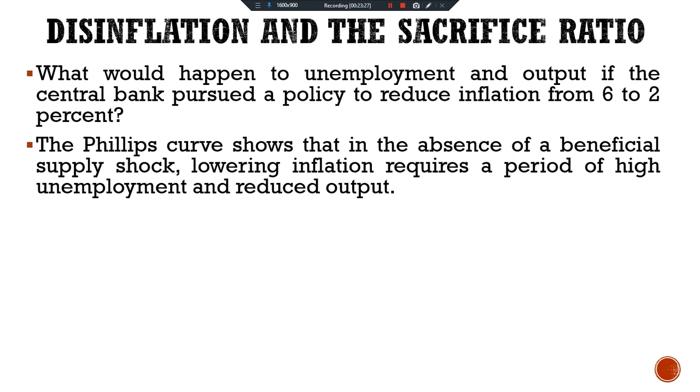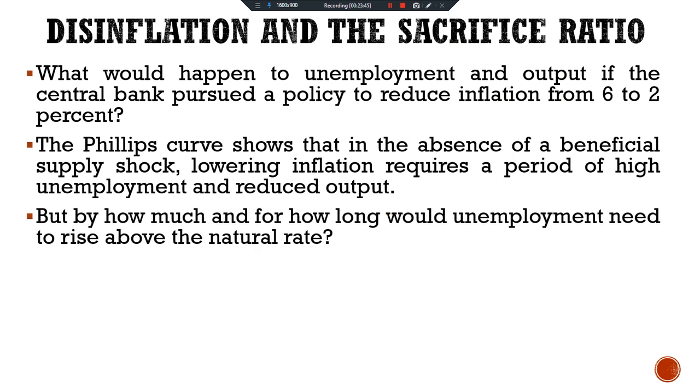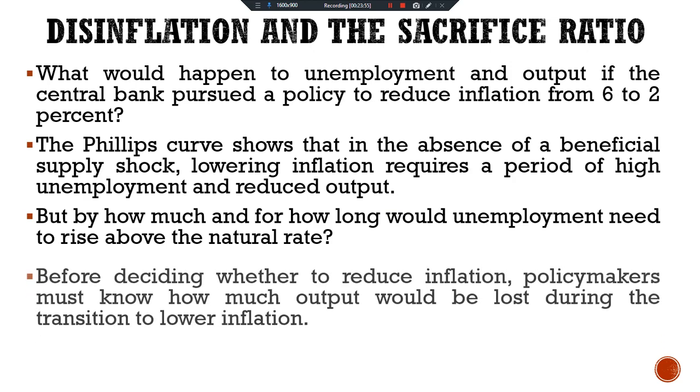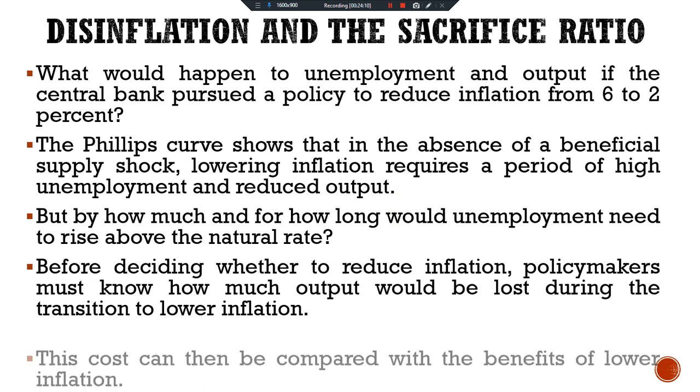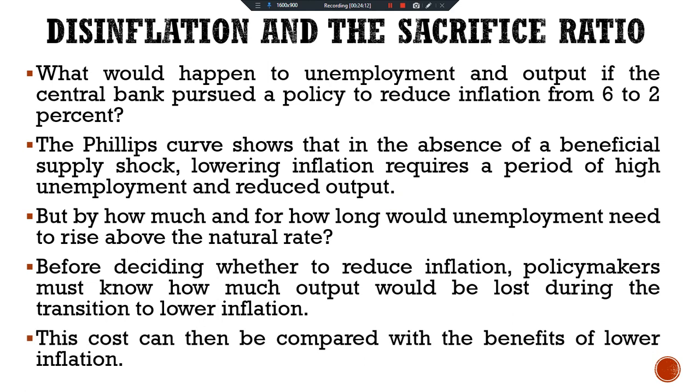The Phillips curve shows that in the absence of a beneficial supply shock, lowering inflation requires a period of high unemployment and reduced output. But by how much, and for how long, would unemployment need to rise above the natural rate? That is one of the main questions here. Before deciding whether to reduce inflation, policymakers must know how much output would be lost during the transition to low inflation. This cost can then be compared with the benefits of lower inflation in the economy.